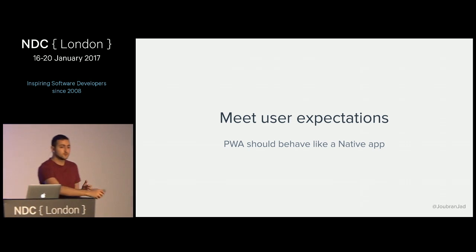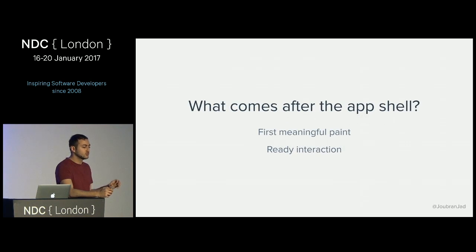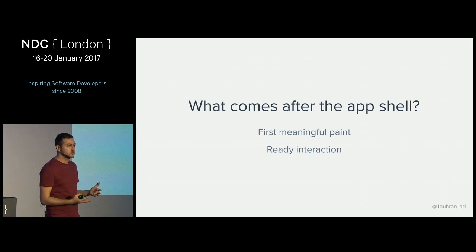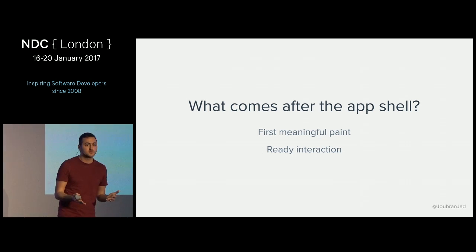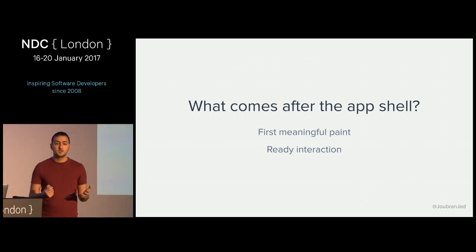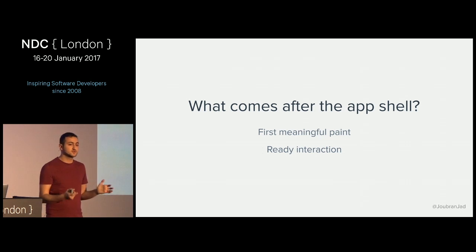But there's a big problem here. Actually, I'm going to talk about the next step after the app shell. So after we draw the app shell, we have the first meaningful paint. And the first meaningful paint happens when we start showing content to the user. This is an important step. And then after it, there's the ready for interaction. Because sometimes you have the content in front of you, but if you click on it, it just doesn't respond.